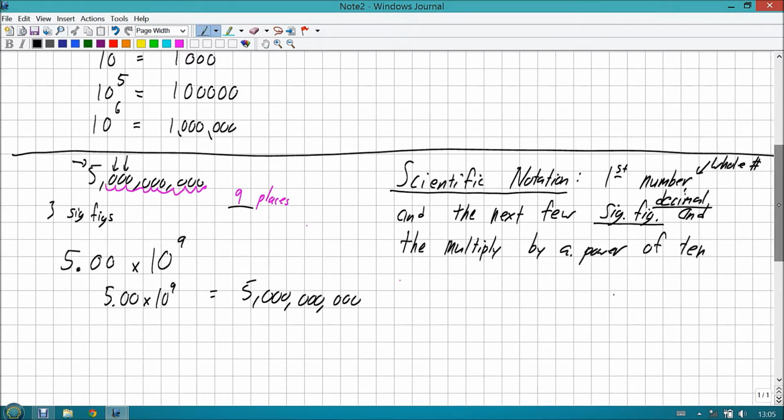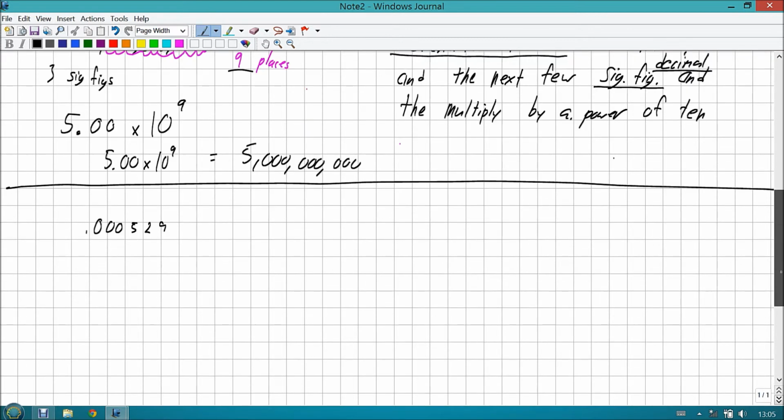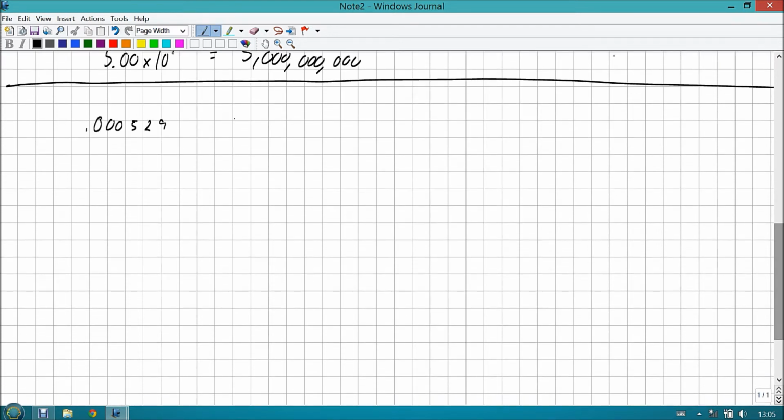So let's look at some other numbers and see how we can do this. Remember, if you're moving the decimal place to the left, it's going to be a positive power. If you move the decimal place to the right, that means it's going to be a negative power. So for an example, let's say that we have 0.000529, and we want to convert that into scientific notation. So to convert this into scientific notation to 3 significant figures, we'll keep the 3 sig figs for now. When in doubt, do 3 sig figs.